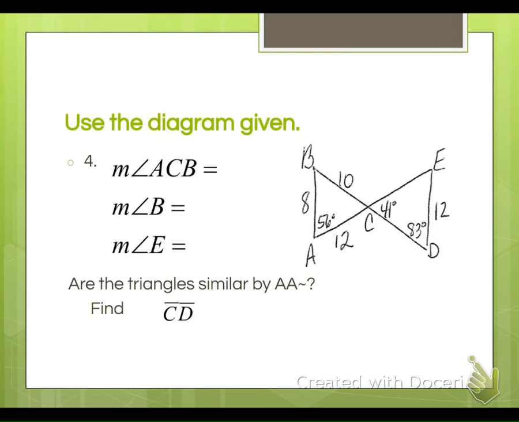So example 4. Our first part is finding the angles, and we want to see what the measure of angle ACB is. Remember when we do this, the vertex is what's in the middle. So ACB would be this angle down here. So what's the measure of ACB? It's 41. How did you know that, Taylor? Yep, 41 because it's vertical angles.